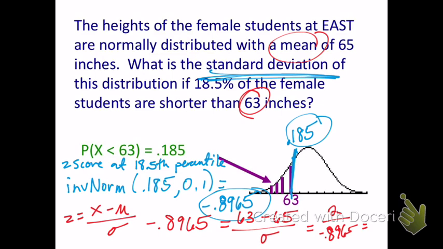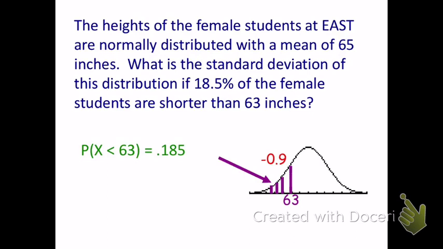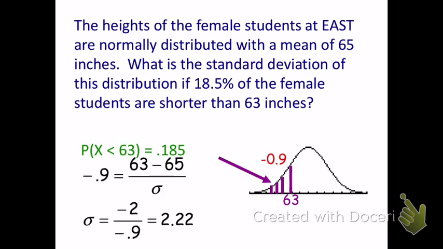And you end up getting something. You should get negative 2 over negative 0.8965, 2.231. Let's see if that's right. Yeah, you should get like 2.22. If you're off by like a couple hundredths, that's the only difference, because I think this example used the table and then we are using the calculator, which is more precise. So table or calculator, you're going to be off a little bit, but I would accept either of them.